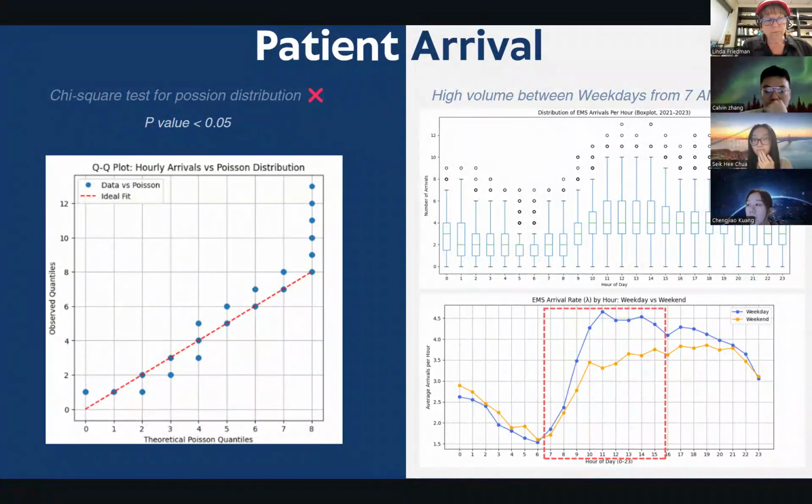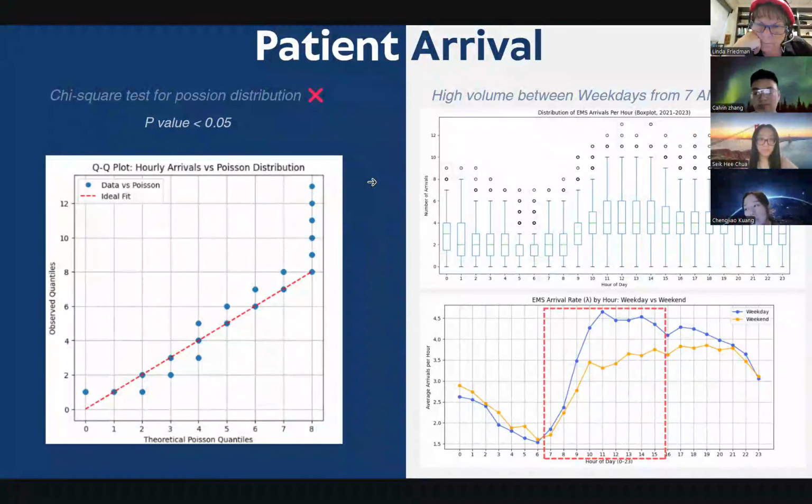In addition, even though patient arrivals are often assumed to follow a Poisson distribution, emergency service arrivals tend to deviate from this pattern. So we did a chi-square test on the patient arrival data and found a p-value under 5%, leading us to reject the null hypothesis that the patient arrivals follow a Poisson distribution. Also, we analyzed a QQ plot, which revealed several outliers in the upper quantile, indicating that there are high patient volumes during certain periods.